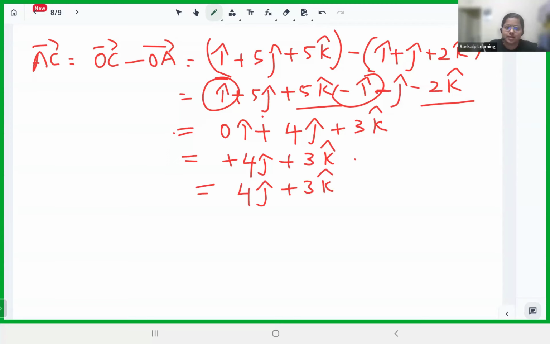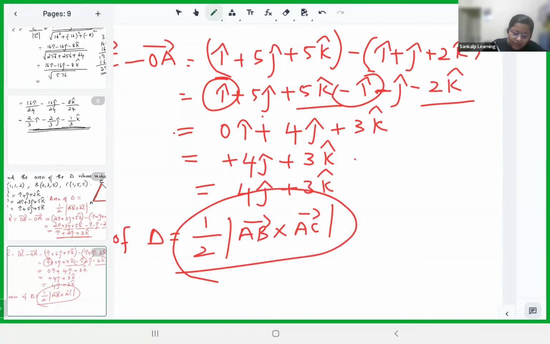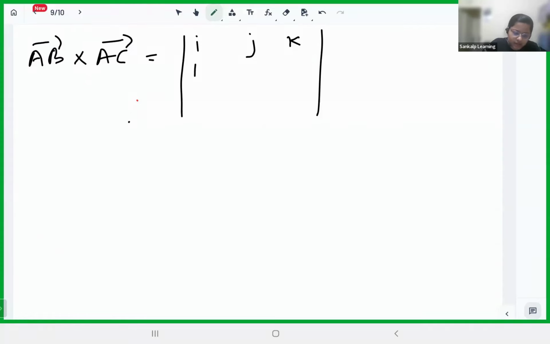Now we have got the two adjacent sides AB and AC. Now what is the area of the triangle? Area of triangle is equal to half of the magnitude of AB cross AC. To find this, first we need to know vector AB cross vector AC. That is equal to the determinant of i, j, k; first row 1, 2, 3; second row 0, 4, 3.